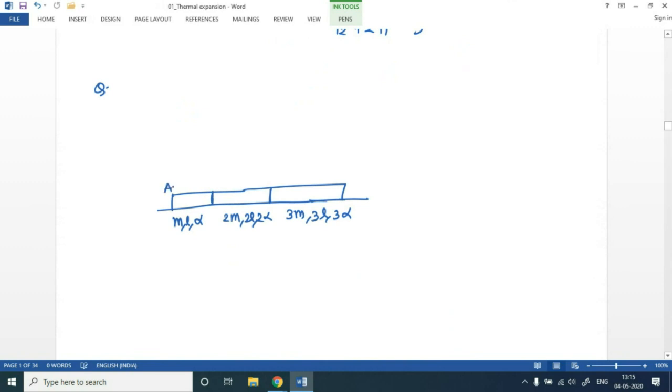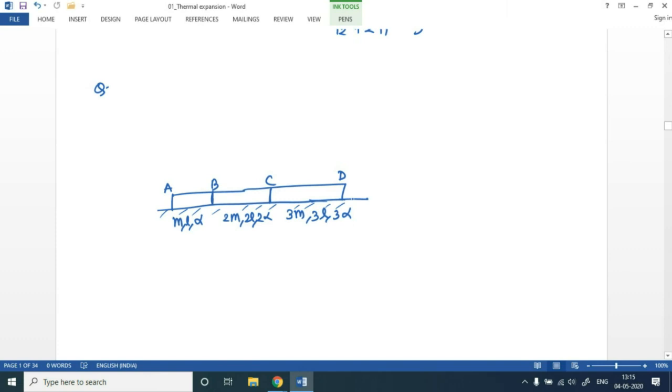Let's say the ends are A, B, C, D over here. So right now, at some theta degrees Celsius, this is without any stress. Now what we are trying to do is, if we increase the temperature by T, all these rods are going to expand. They are kept on a smooth horizontal surface, so they will be expanding freely, so there will be no stress in it.